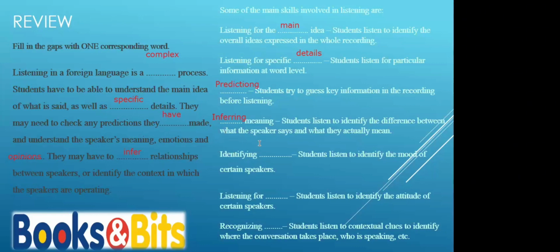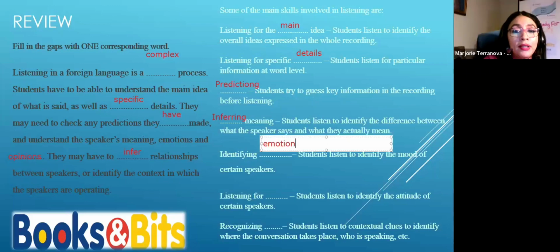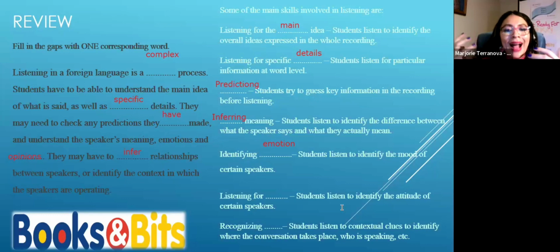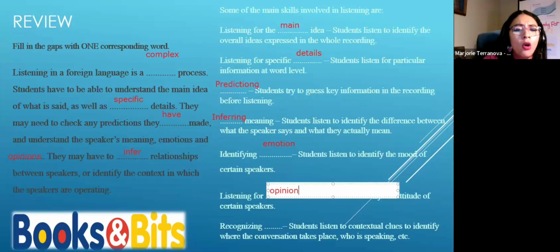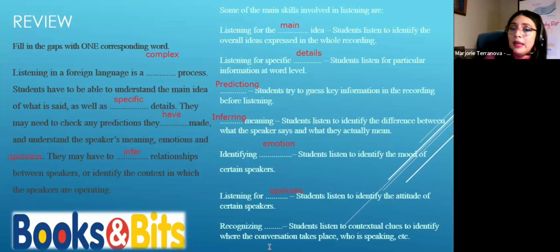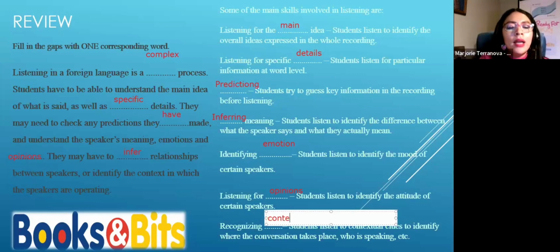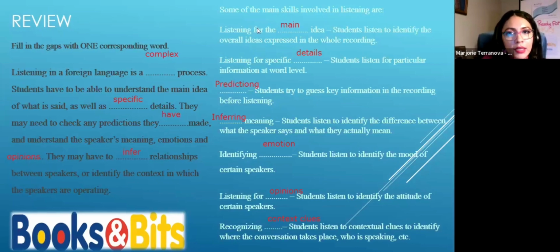Emotion. Emotion, very good. And on the other hand, if I have to listen to identify the attitude of certain speakers, according to what they say, is that opinion or emotion? I have to listen for their opinions. Do they like it? Don't they like it? What do they think about that? Recognizing, students listen to contextual clues, words that help me recognize. They don't know that vocabulary word, but they can infer the meaning by looking at the context clues. So these are the strategies that you generally use for listening.